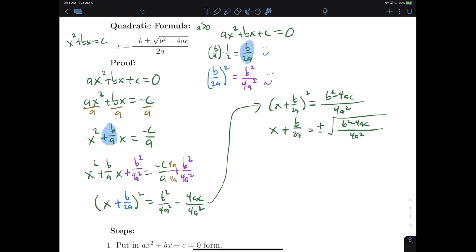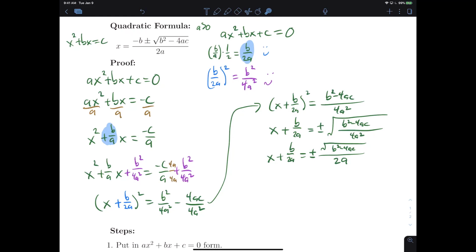Now if you notice, this square root goes to both the numerator and denominator separately, so you would think of this as x plus b over 2a equals plus or minus the square root of the numerator, b squared minus 4ac, all over the denominator of the square root of 4a squared. But here's the thing, the square root of 4 is 2, and the square root of a squared is just a, specifically when a is positive.